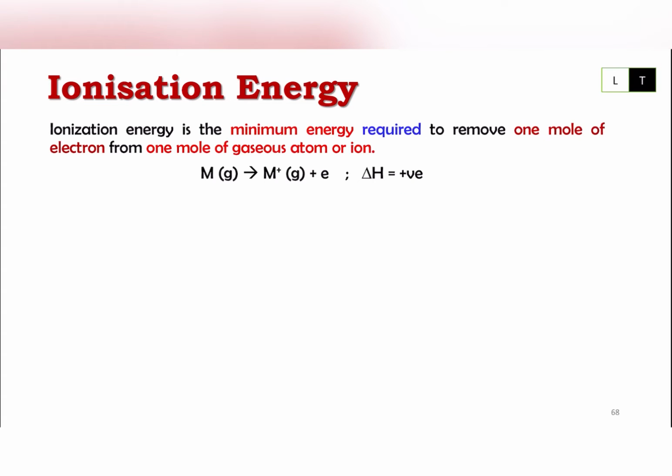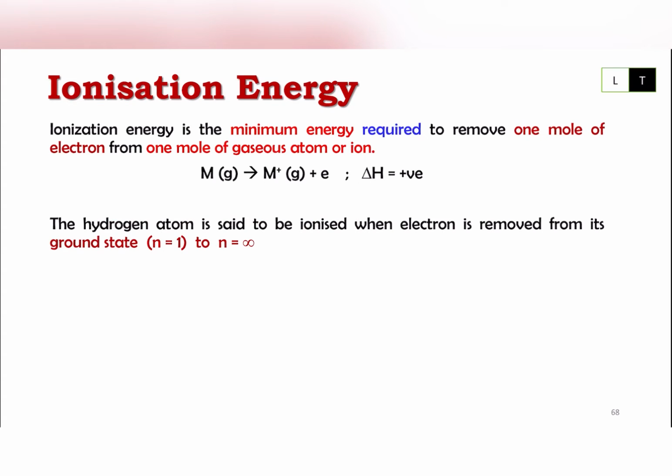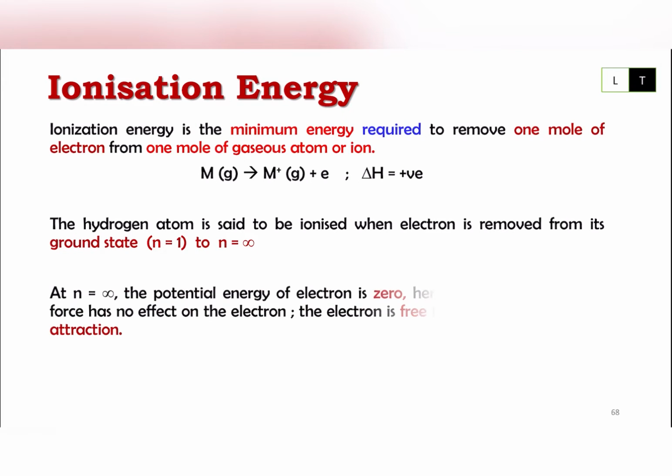Next, the ionization of hydrogen involves the transition of the electron from the lowest energy level, nearest to the nucleus, to the highest energy level. The nearest to the nucleus is n equals 1, so that's why we determine the ground state for the hydrogen atom is n equals 1. The highest energy level is n equals infinity. At n equals infinity, the potential energy of the electron is 0, because the electron is free from the nuclear force of attraction, as the attractive forces have no effect on the electron.